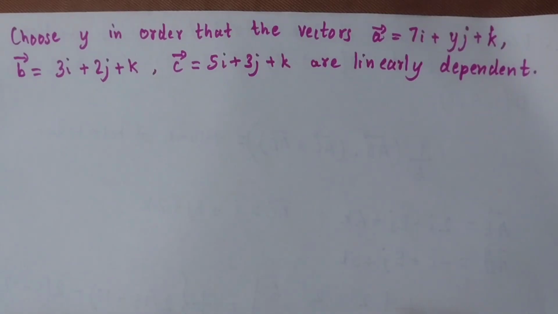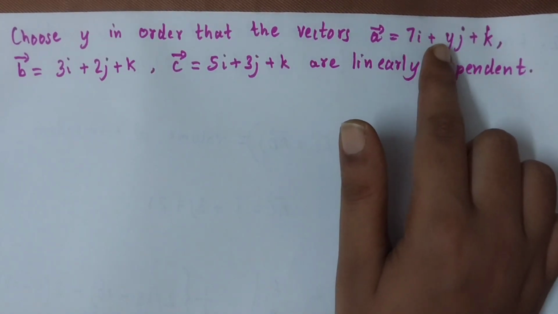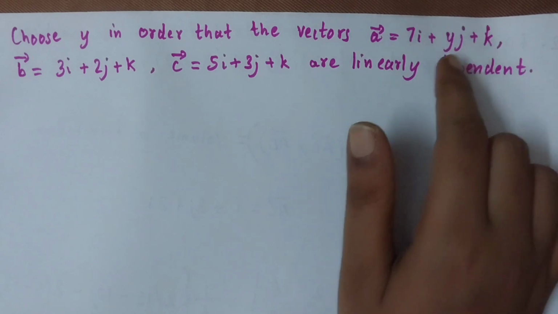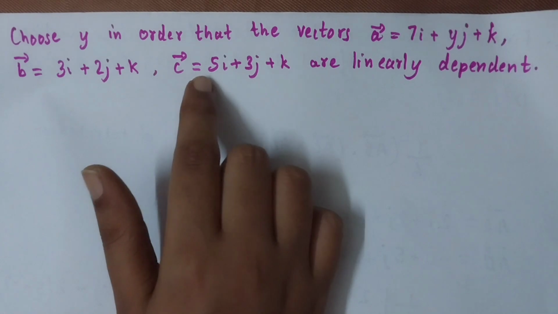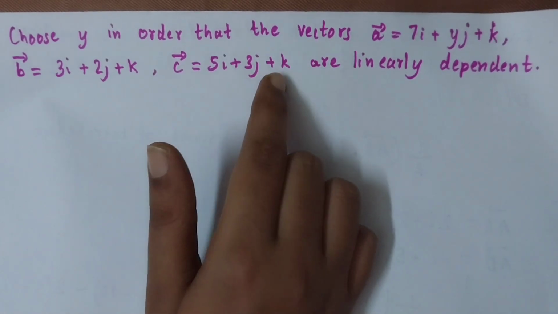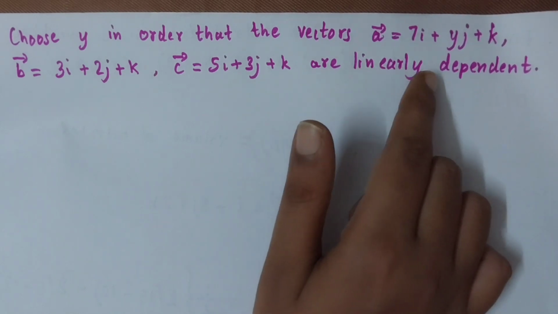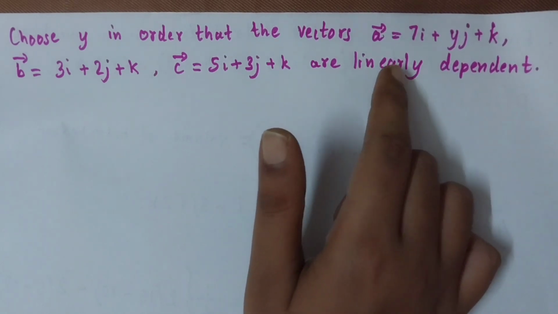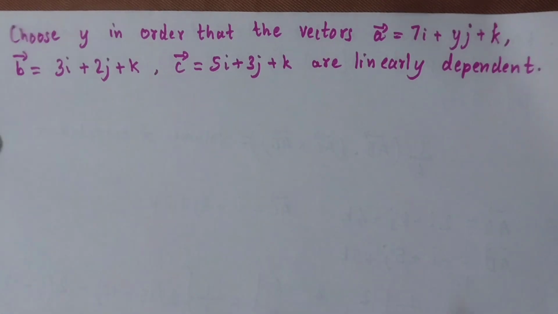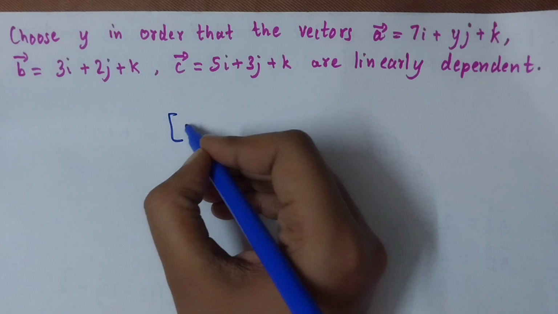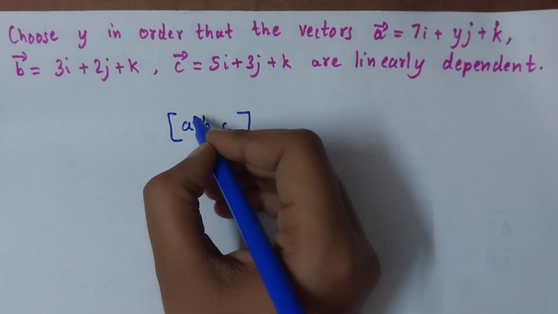Our third question is, choose y in order that the vectors a vector is equal to 7i plus yj plus k, b vector is equal to 3i plus 2j plus k, c vector is equal to 5i plus 3j plus k are linearly dependent. If three vectors are linearly dependent, then their box product, box ABC, equals 0.